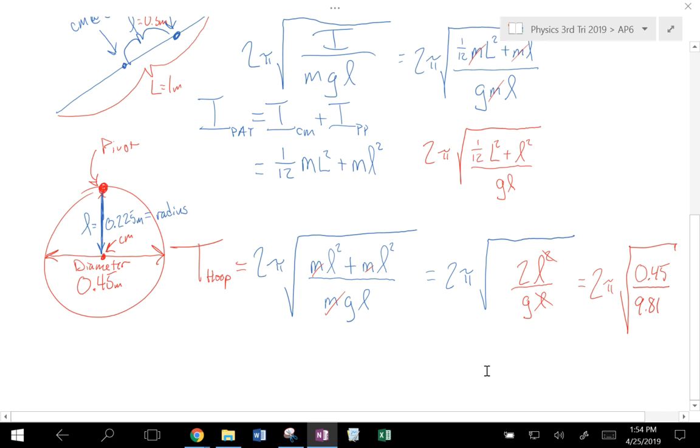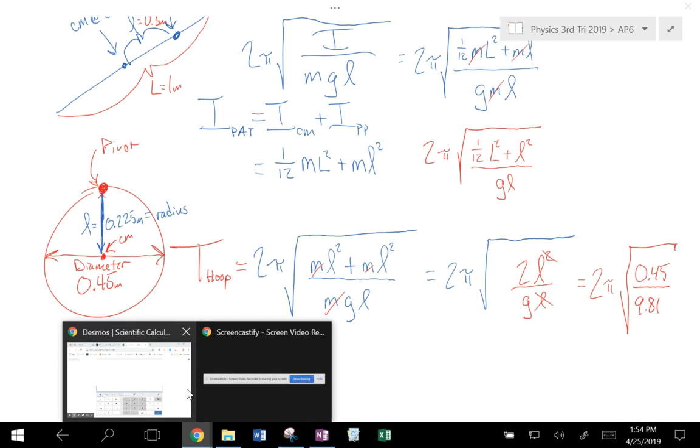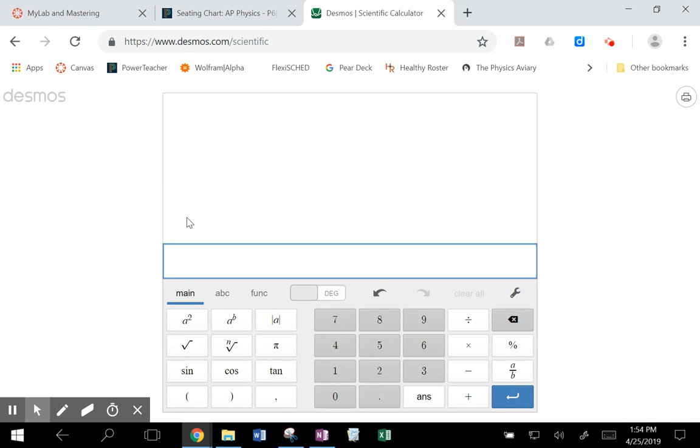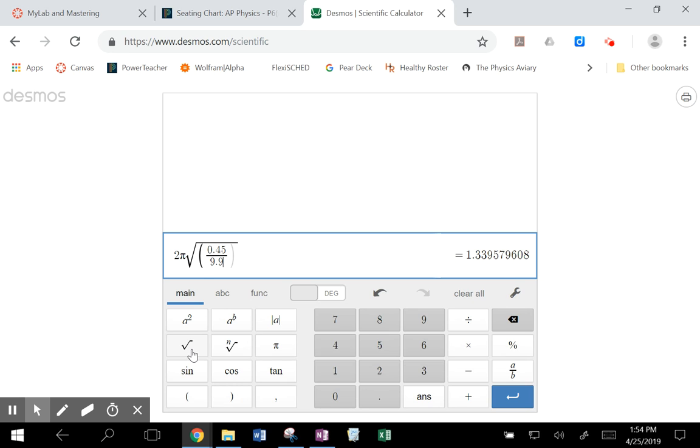9.81. So if we throw that in the old Desmos, 2 pi root 0.45 divided by 9.81. Uh-oh. 1.345. What did I do wrong?